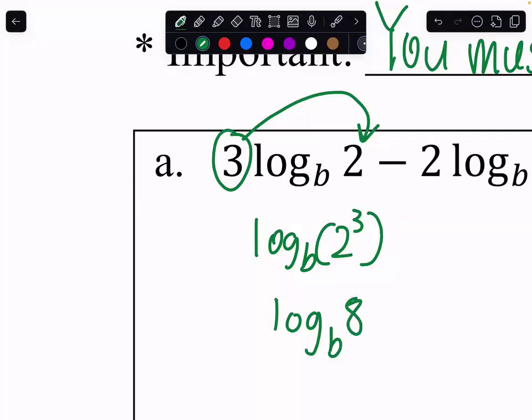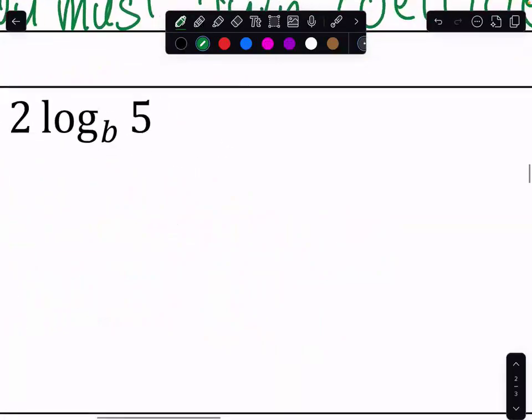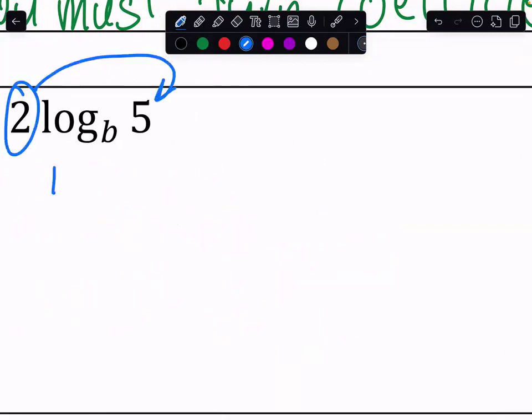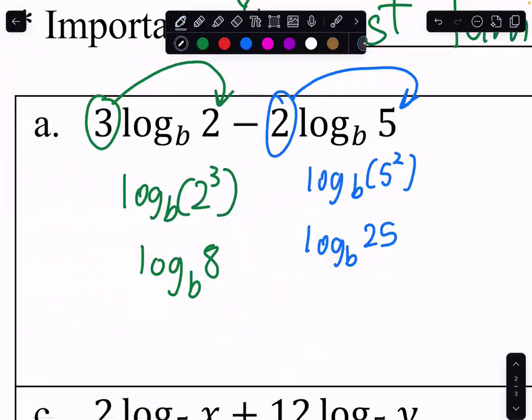Okay, and now we look separately at the second term. Again, ignore the first term, just focusing on this one by itself. We see it's got a coefficient, so we move it up. Don't forget we have a minus sign between them. Now that neither term has a coefficient, we can look at them together and combine them.